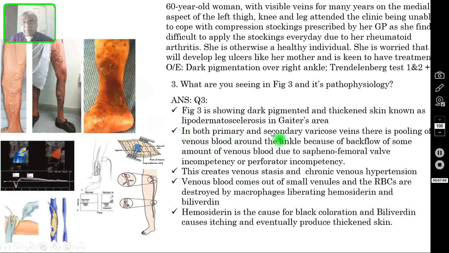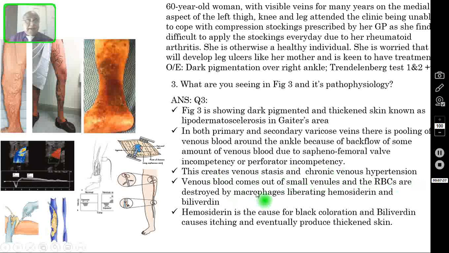In both the primary and secondary veins, there is pooling of venous blood around the ankle because of backflow or retrograde flow of some amount of this venous blood, due to saphenofemoral valve incompetency or perforator incompetency. This creates venous stasis and chronic venous hypertension.